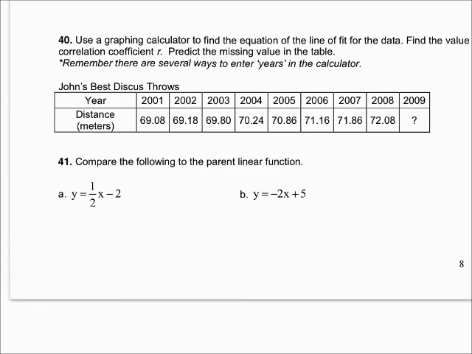For number 41, we need to compare these two to the parent linear function. You do need to remember that that is y equals x, or you may see it written as f of x equals x. The slope and the y-intercept both change it in some way. So for the slope, that's either going to make it steeper or less steep. If it is less than 1, it's going to make it less steep, or we could also call that a shrink. And then the -2 is going to make it shift down.